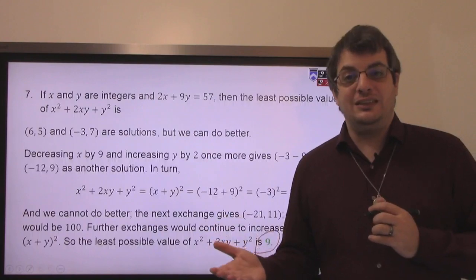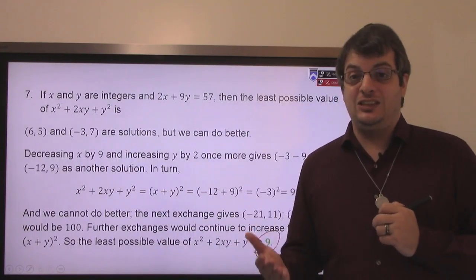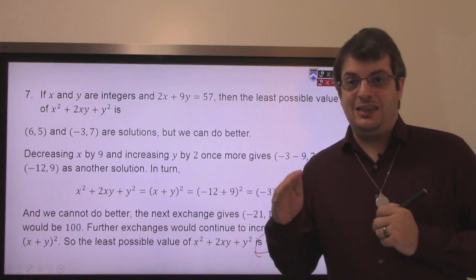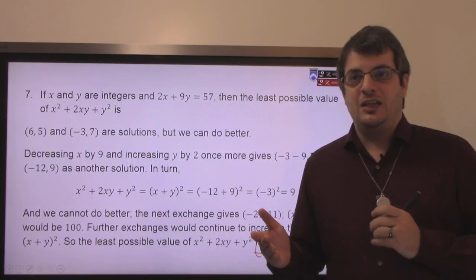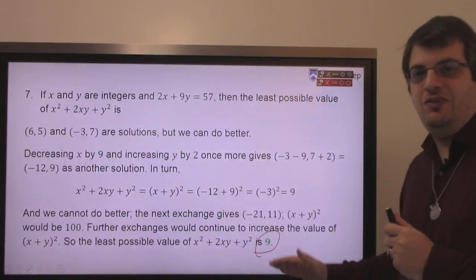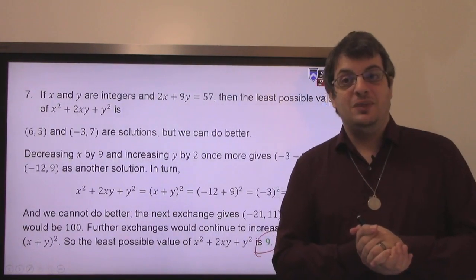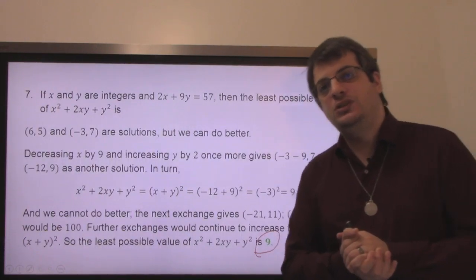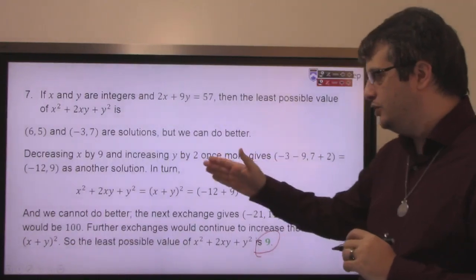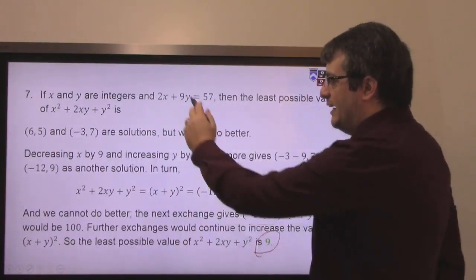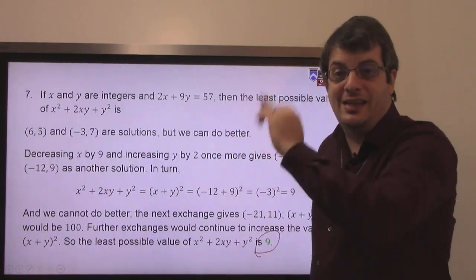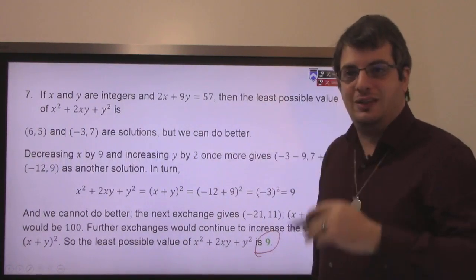I think Kanha was asking if there were infinite solutions in general. Kanha is right to say there are infinite solutions in general to the equation, but there's only one least value, and this is the least value. And that's it. That was the approach. How to approach? Gangan, did you see how to approach it here? We take one solution, and we keep increasing x by 9 and decreasing y by 2, or decreasing x by 9 and increasing y by 2. We just keep doing it, right?